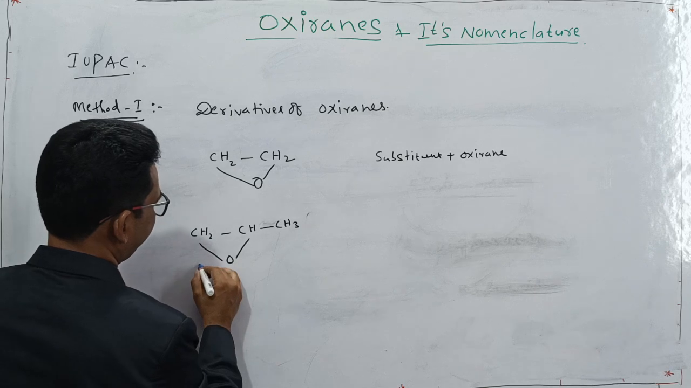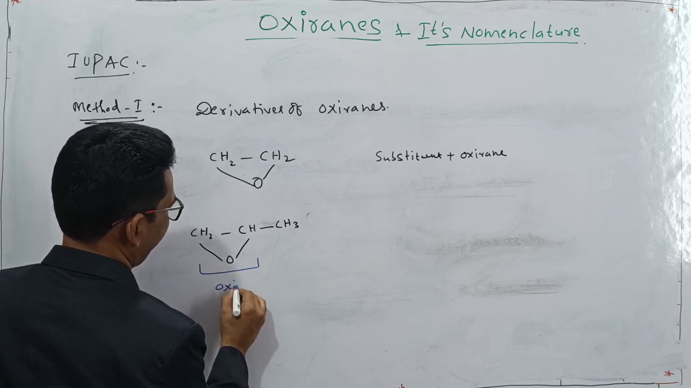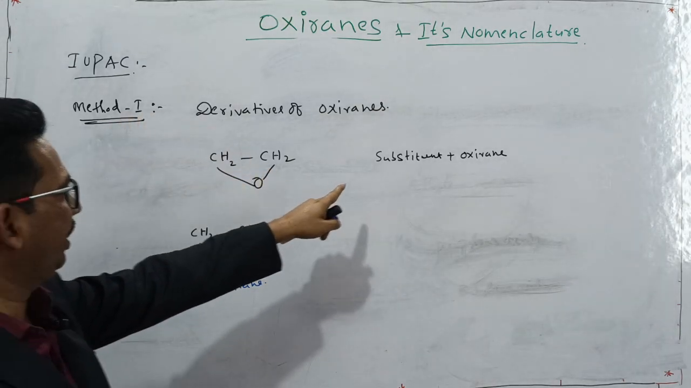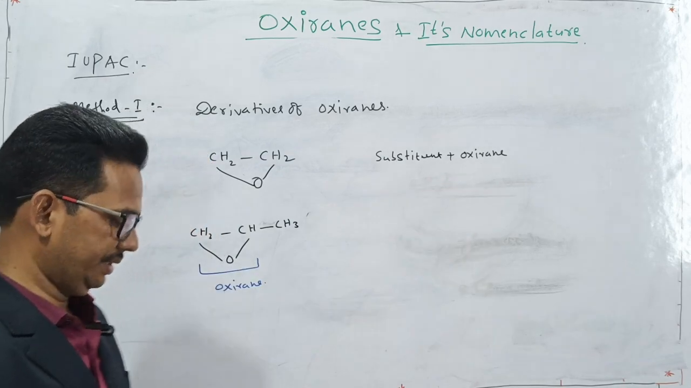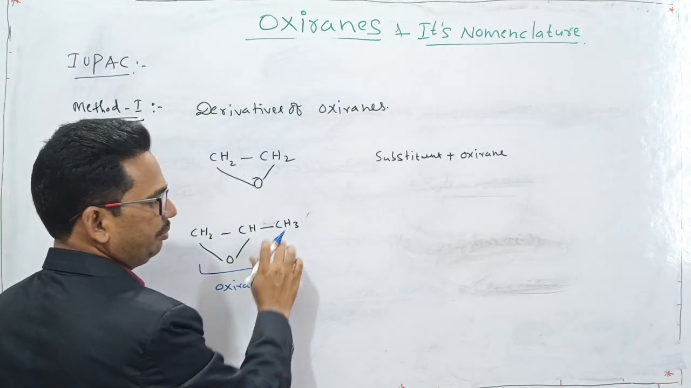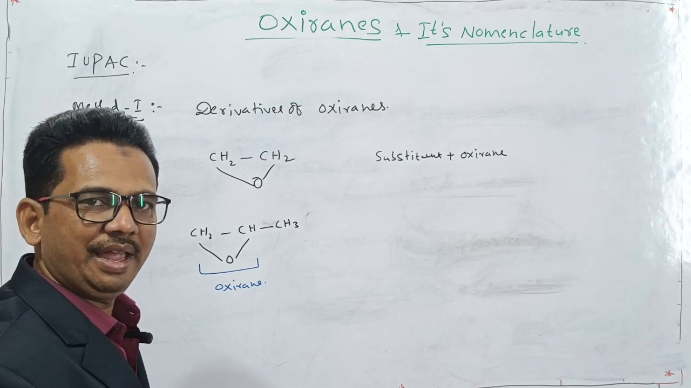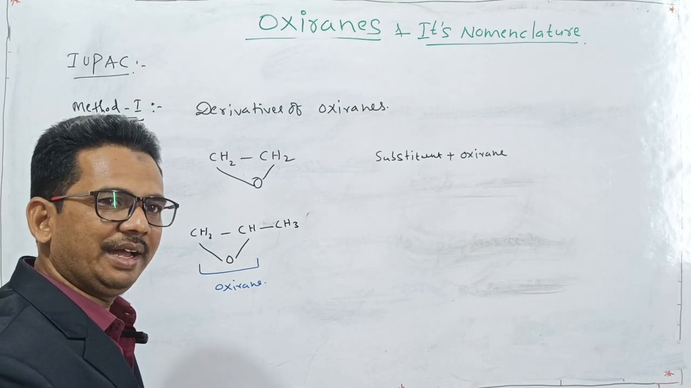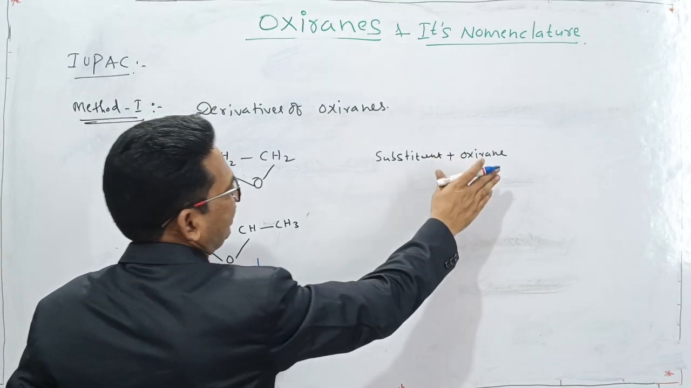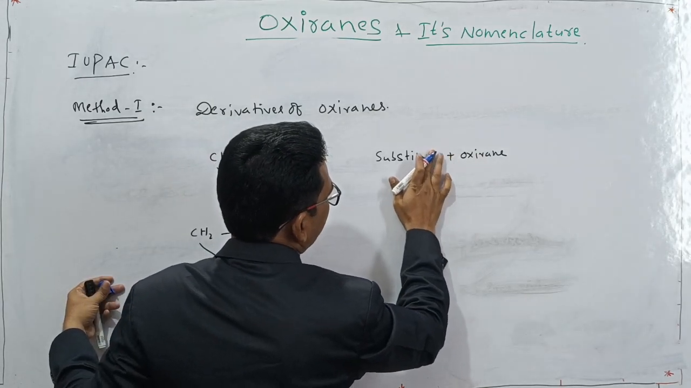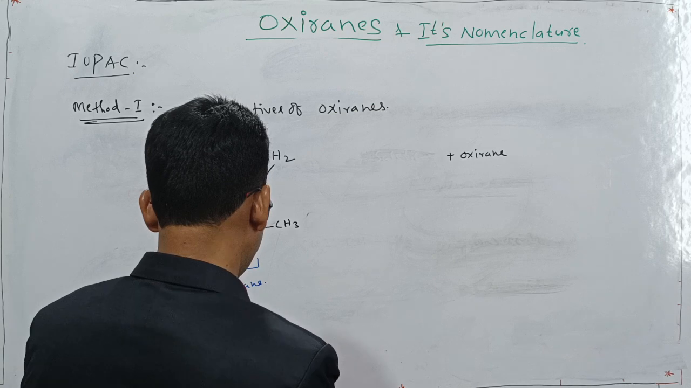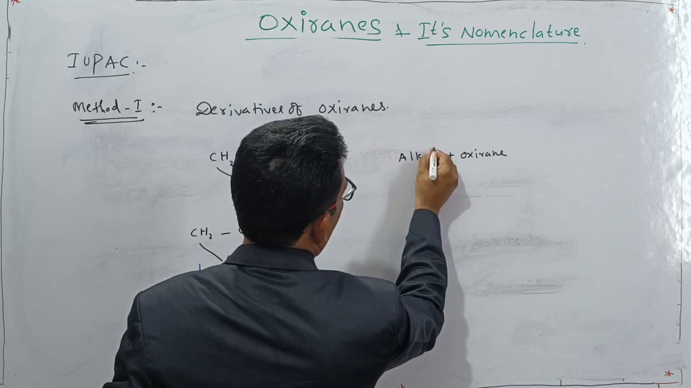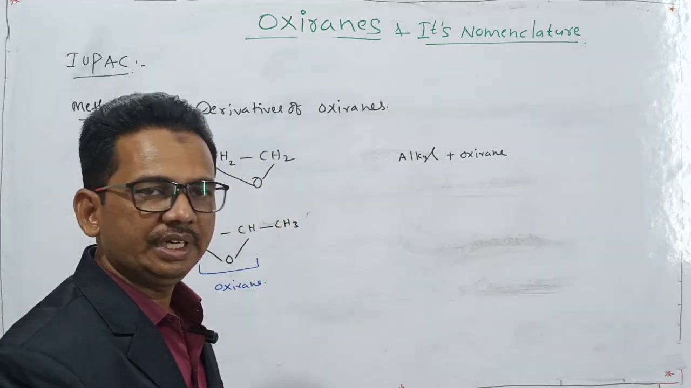This one we call oxirane. Based on method 1, how do we have to give the name? Substituent plus oxirane. Okay, what is the substituent here? Methyl. We cannot call it methane; it is methyl, because it is substituted, one hydrogen less. That's why it is alkyl. Alkyl oxirane means substituent plus oxirane. If any alkyl group is present, you have to write alkyl oxirane or substituted oxirane.